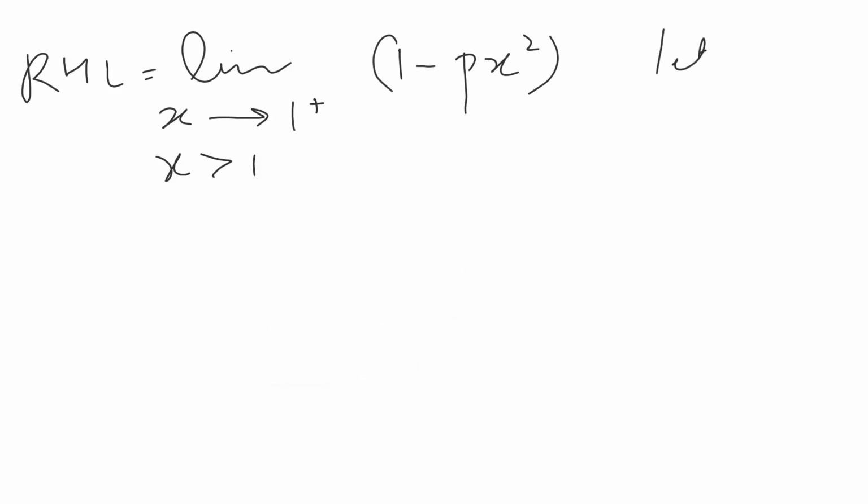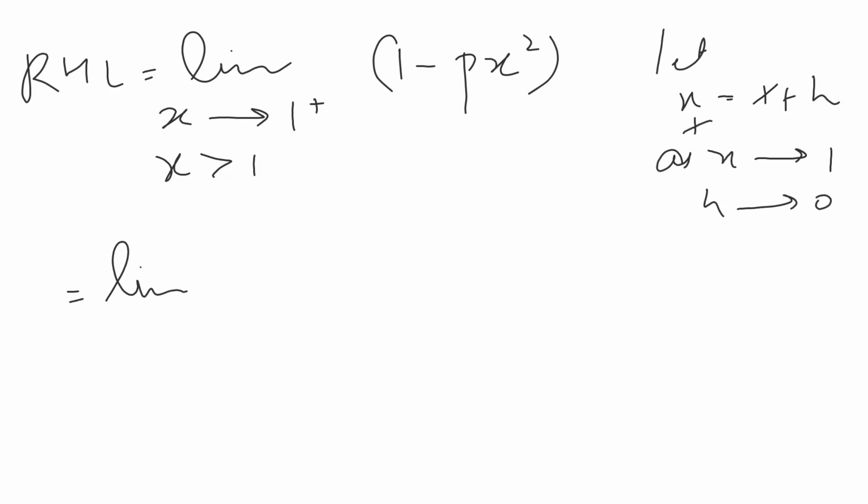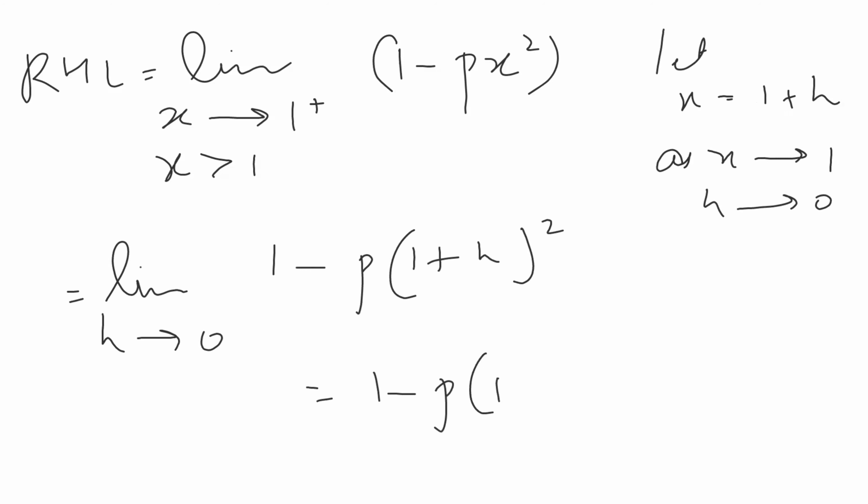Now let x is equal to 1 plus h. Since it is the RHL, we'll take 1 plus h. In the LHL, we took 1 minus h. As x approaches 1, h will approach 0. So this is equal to the limit as h approaches 0 of 1 minus p into 1 plus h the whole square. So this is 1 minus p into 1 plus 0 the whole square, which is equal to 1 minus p.